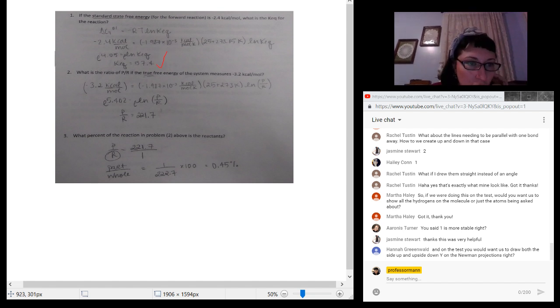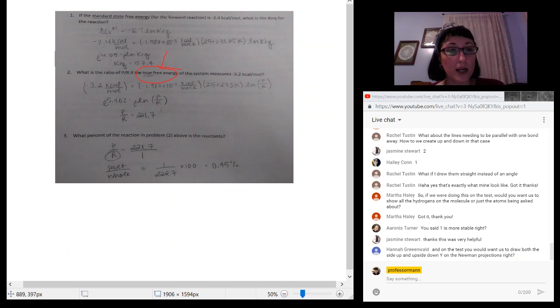What is the ratio of P over R if the true free energy of the system measures negative 3.2? So negative 3.2 equals, no. Okay. So the true free energy is not the standard state free energy, right? So here you are looking at delta G prime is what you're trying to solve for. So you need to use the delta G naught prime plus RT ln of Q, or P over R. So you just had the wrong form of that.